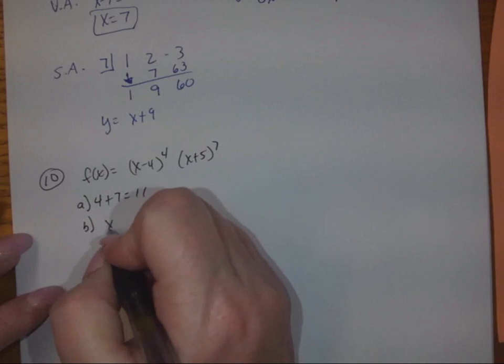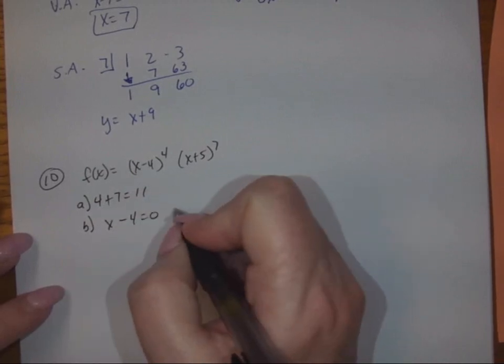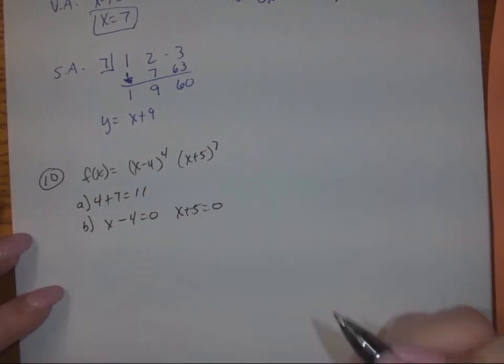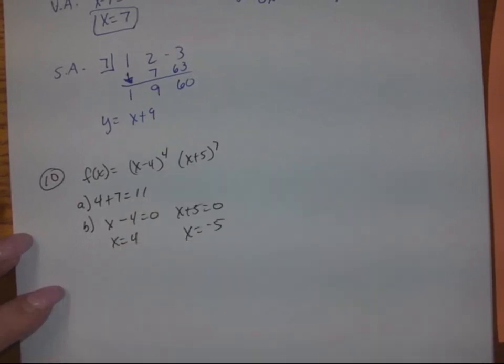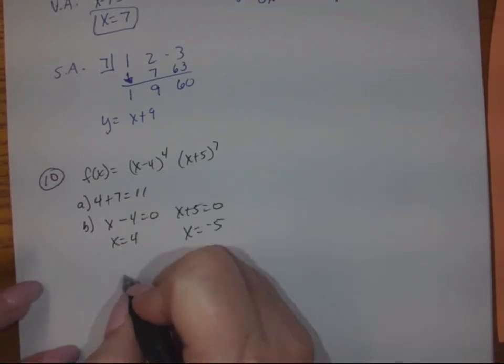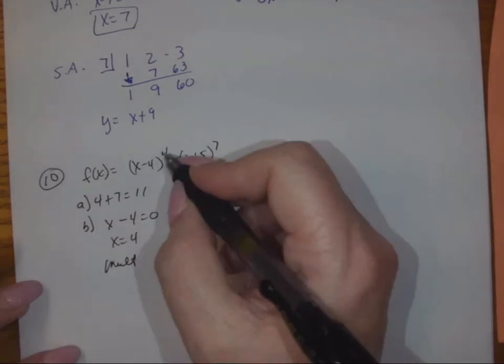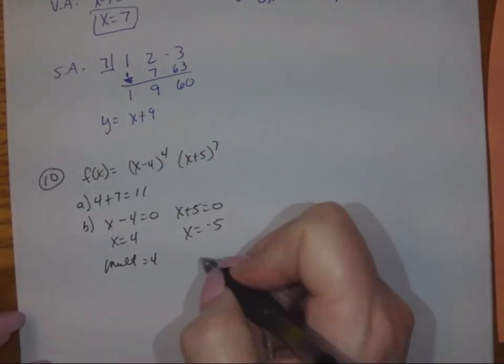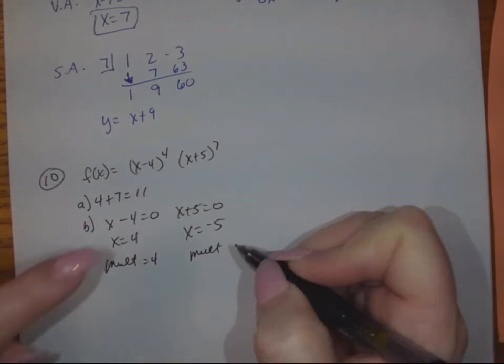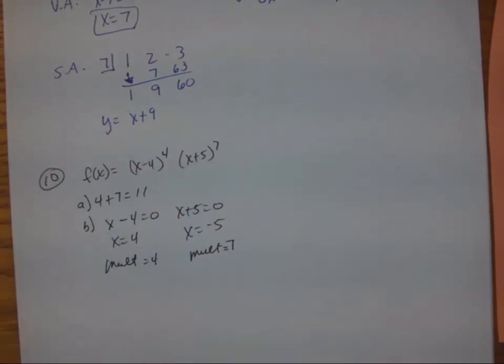So x minus 4 is equal to 0, and x plus 5 equals 0. X will equal 4, x will equal negative 5. The multiplicity on the first one is the degree, which is 4. And on this one, the multiplicity is the degree, which is 7. So for 4, it's an even.